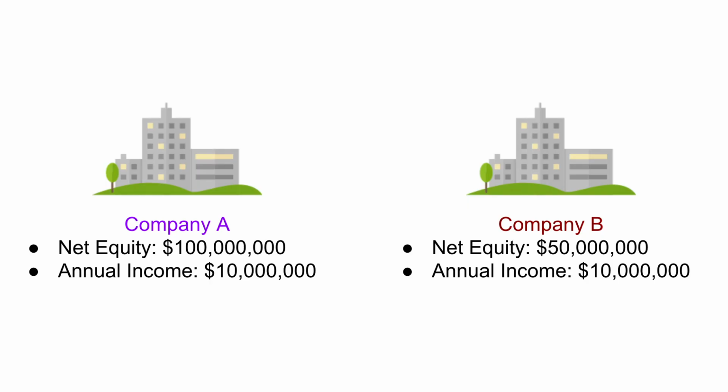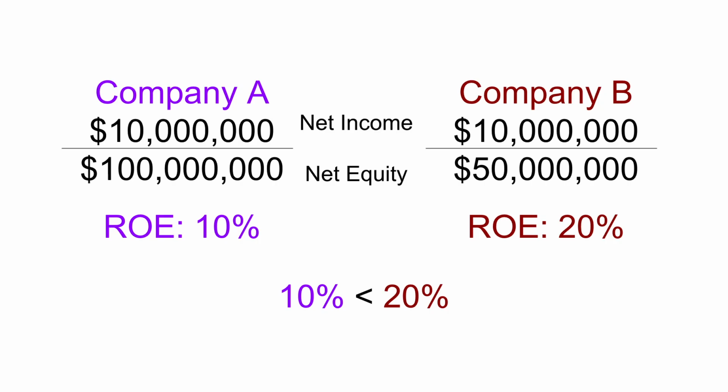I want to finish this off by giving you an example. Let's say there are two companies, Company A and Company B. Company A has a net equity of $100 million, and Company B has a net equity of $50 million. Now, both of these companies made $10 million this year. So the first thing we want to do is take the $10 million and divide it by the $100 million or the $50 million. And what we get is that Company B has a higher return on equity, which is 20% compared to the 10%, and this indicates that Company B is better at making money with less money.